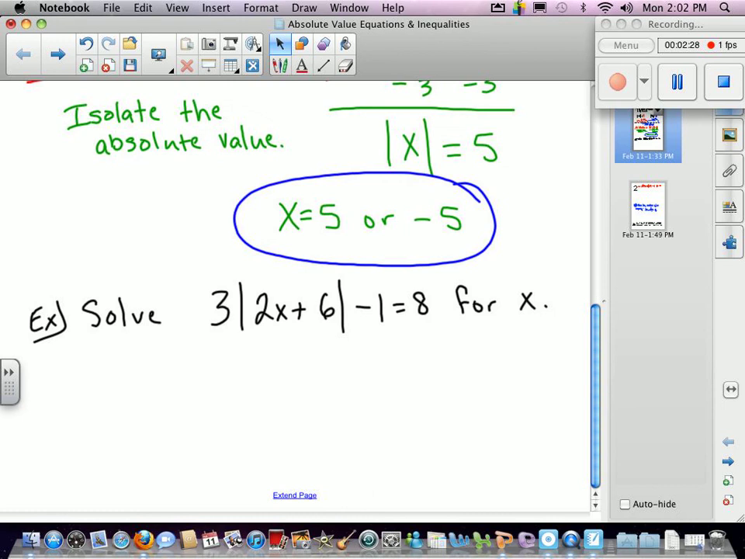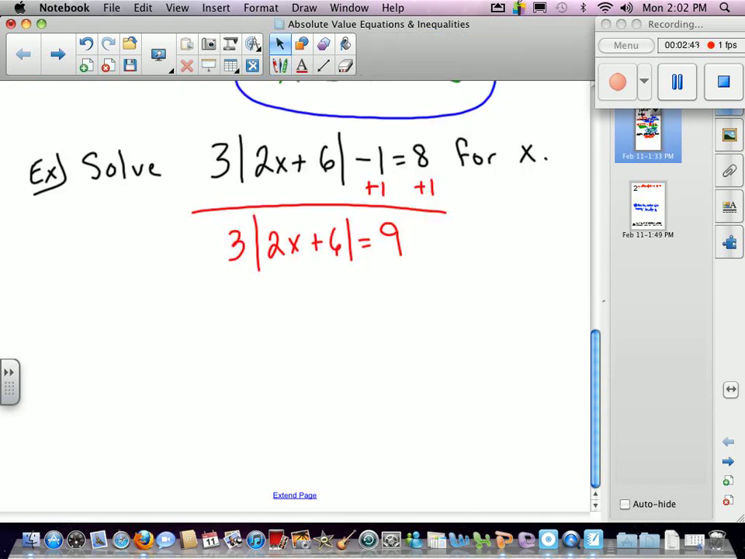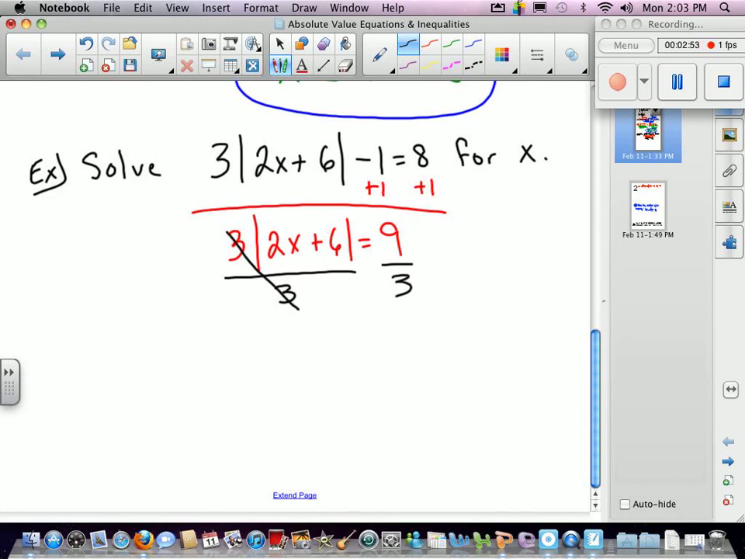The next example, again, we want to isolate the absolute value, so the first thing that I'm going to do is add 1. Bring everything else down. It's 3 times the absolute value of 2x plus 6 is equal to 9. Okay. We're still trying to isolate the absolute value, so I actually need to divide this by 3. Okay, that cancels out that 3. We have the absolute value of 2x plus 6 is equal to 3.